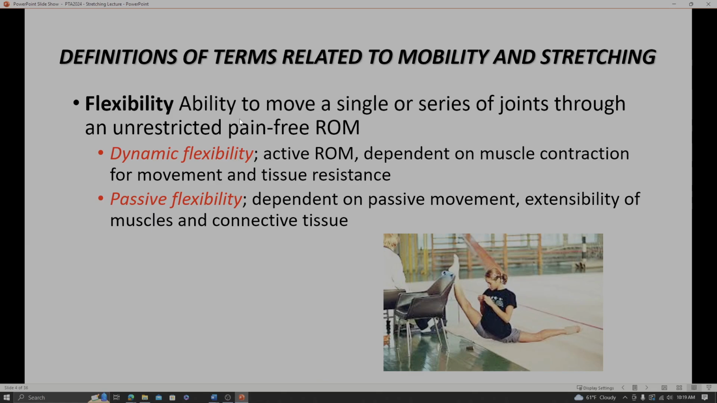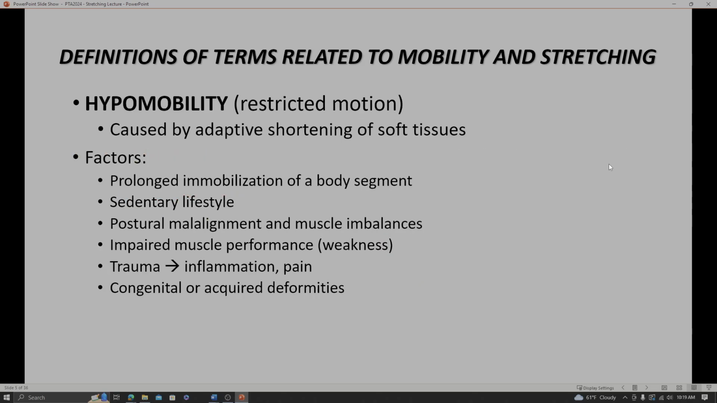This is just to know the definition here and the difference between dynamic flexibility, which has to do with sort of active range of motion, and passive flexibility, which is more dependent on passive movement. So this is like muscle extensibility, like the excursion of the muscle and connective tissue. Dynamic flexibility has more of a muscle contraction. So you're seeing that theme coming around and around.